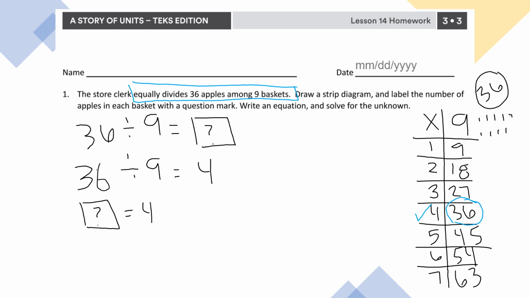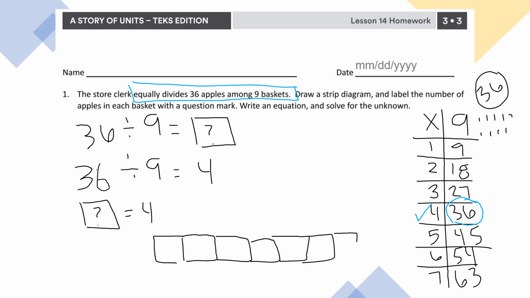Now they also asked us to create a strip diagram, and I'll do that here. So it's 9 baskets, which means I should have 9 squares. I have to be perfect. One, 2, 3, 4, 5, 6, 7, 8, 9 squares. They wanted us to write question marks in each one. I'll write my question marks underneath them because inside the baskets, I want to write the amount of apples that should go in each basket, which is the number 4.